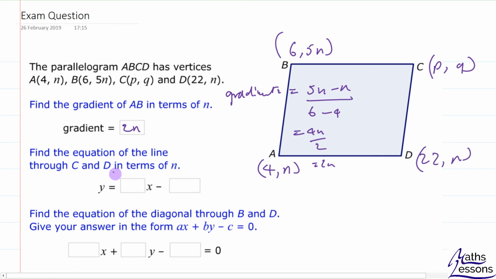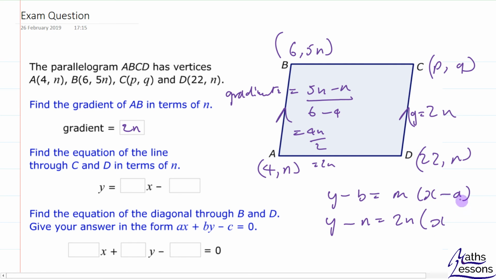Find the equation of the line through CD in terms of n. Now, they deliberately made this tricky, but what you should realise is you have a parallelogram, so these are parallel. The gradient over here is still 2n, and we know a point on the line is (22, n). So we can use y minus b equals m times x minus a. The y value is n, m is the gradient, which is 2n, times x minus the x value, which is 22.